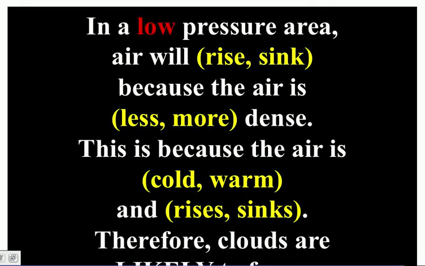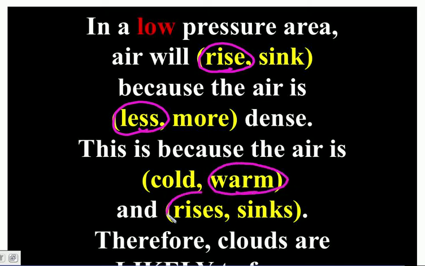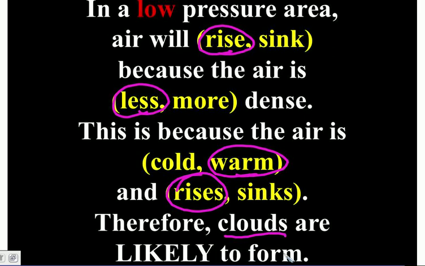In reverse, thinking about low pressure, again, pause, fill in your blanks with the choices in yellow. In a low pressure area, air, of course, is going to rise. It is rising because it is less dense due to the structure of the molecules. They are more spread out because the air is warmer, again causing it to rise, making clouds and precipitation likely to form in this type of pressure system.